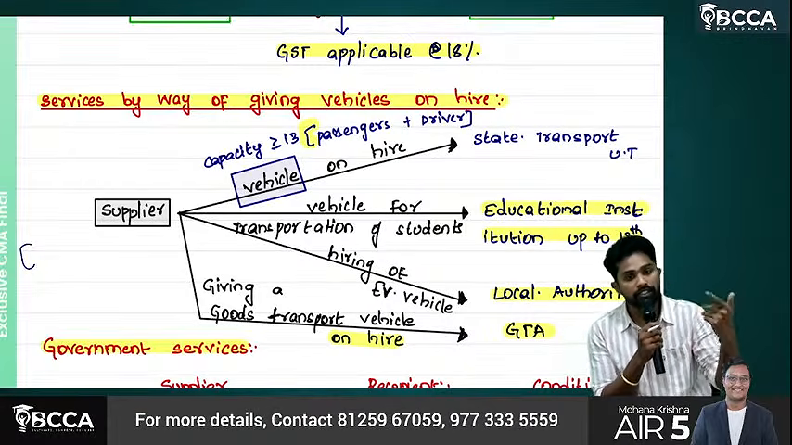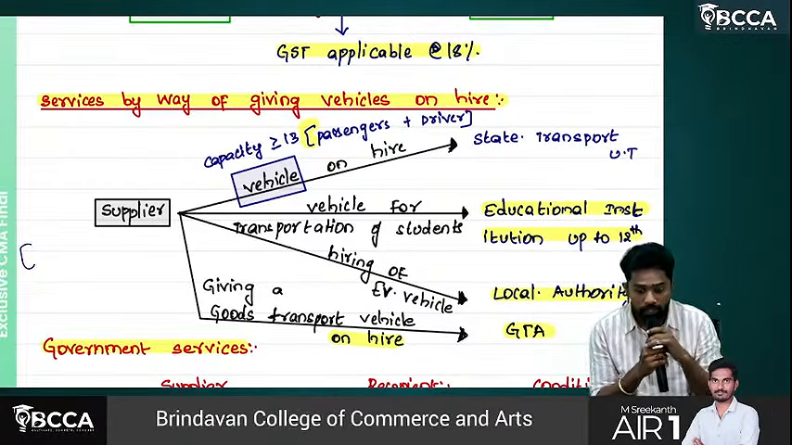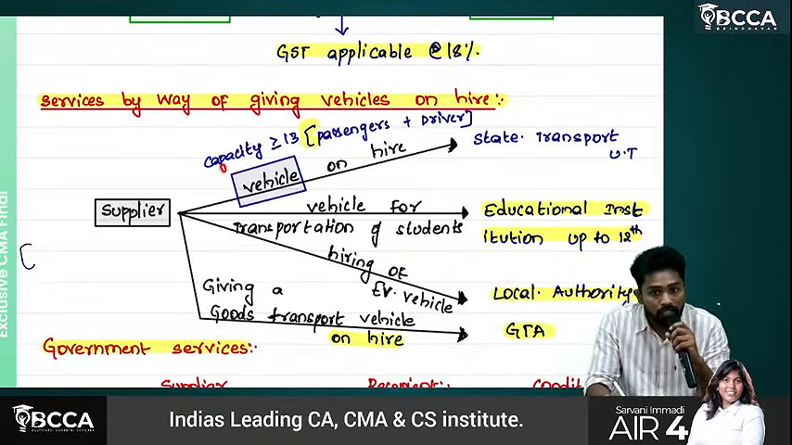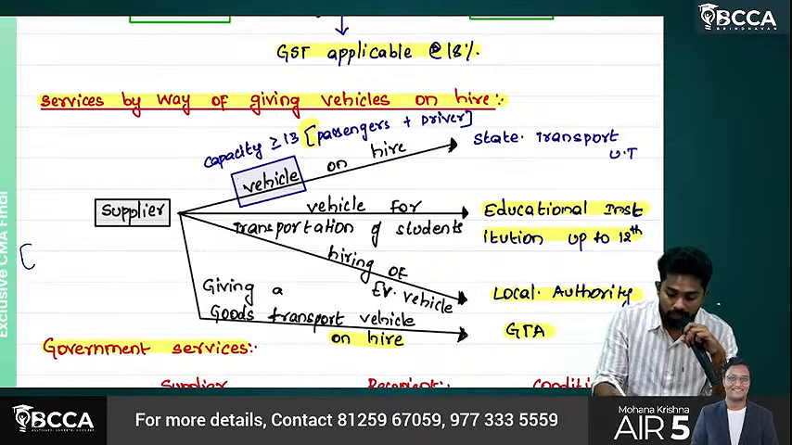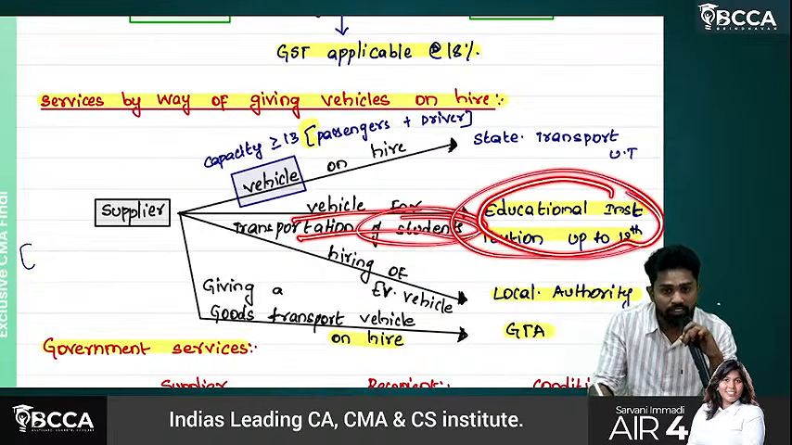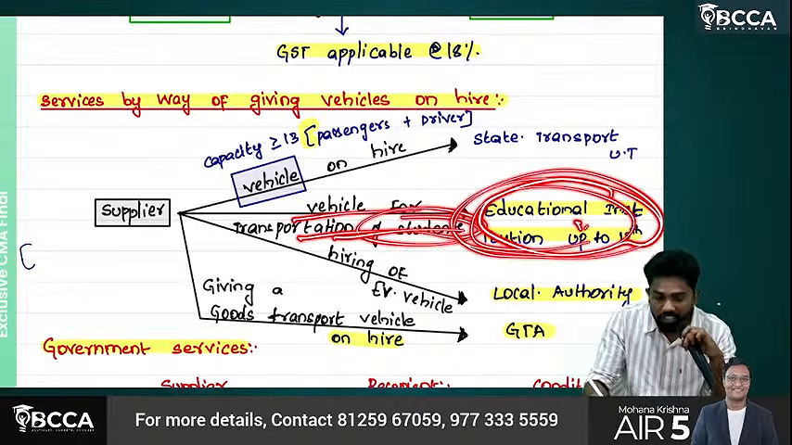Then that rental service is exempted only, provided the vehicle capacity is greater than or equal to 13 passengers. Then a supplier gives a vehicle for rent for transportation of students to an educational institution up to 12th. So this we already covered.